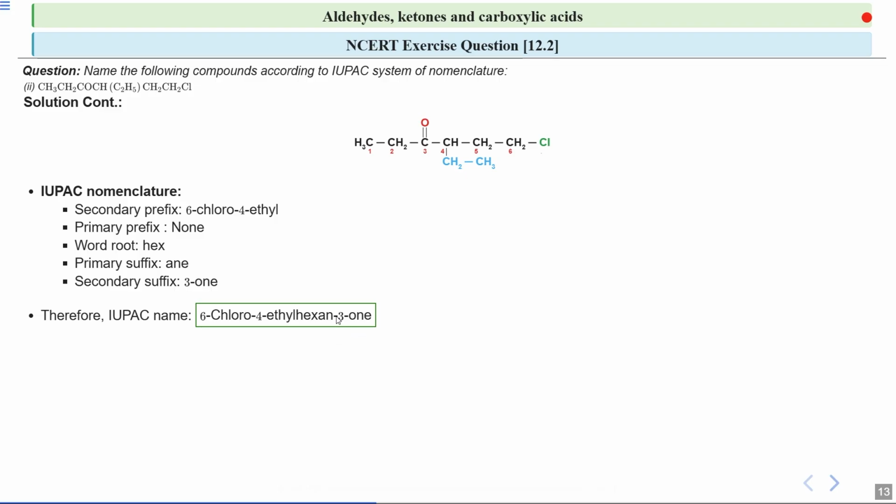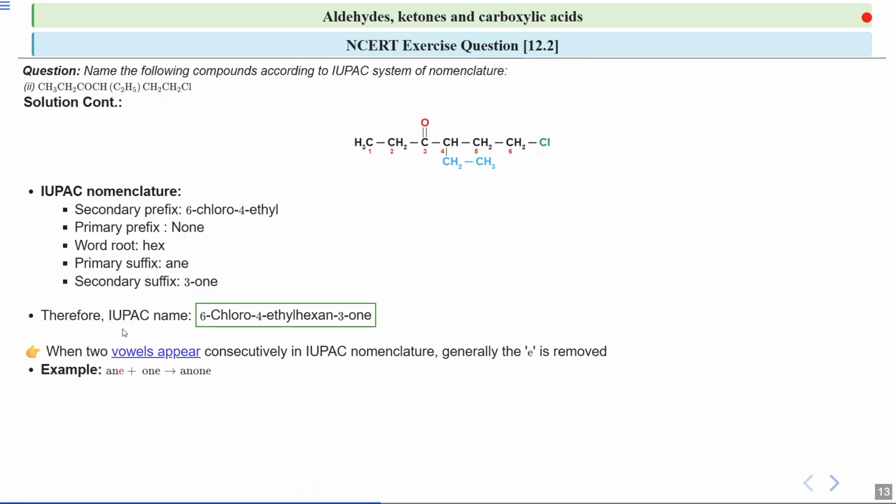You will see over here that the E of hexane is replaced by ONE. Why? Because if two vowels appear consecutively, then generally we remove the E. So the E of hexane is replaced by ONE, and it is hexan-3-one, and this 3 indicates the position of the carbonyl group. Okay, now let's move on to the next part.